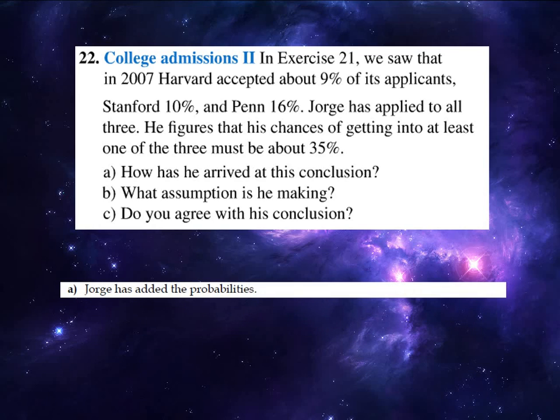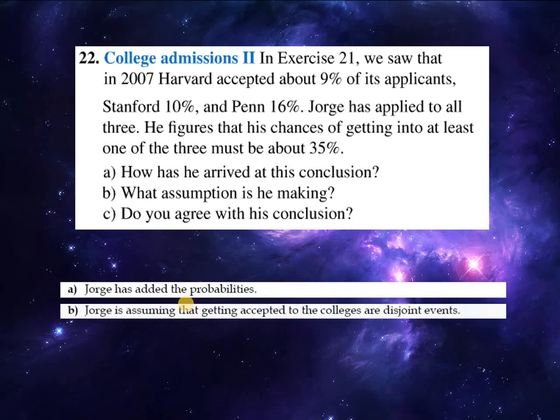He added them. Now, when we add, we're doing the probability of A or the probability of B or the probability of C. We're adding those together. In order to use that addition rule, what has to be true? Disjoint. What's another way of saying disjoint? Mutually exclusive. That means you're not going to do more than one of those at a time. Okay, what do you think about that assumption?